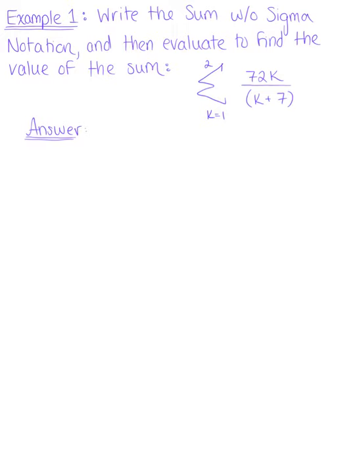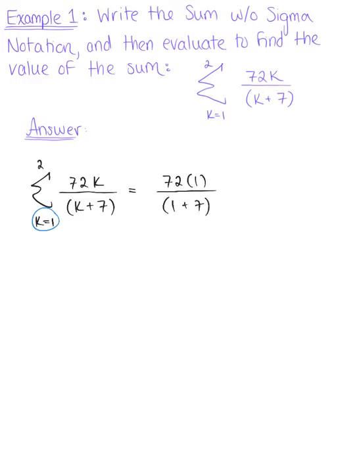So the first thing that we want to do again is to simply write the sum without our sigma notation. So we want to expand this out. Again, we have the sum from k is 1 to 2 of 72k, and that's all divided by k plus 7. So to expand this out, we start with our lower limit, k is 1, and go all the way up to k is 2. So first things first, we have 72 multiplied by 1, and that's all divided by 1 plus 7. And then this is going to be plus 72 multiplied by 2, all divided by 2 plus 7.